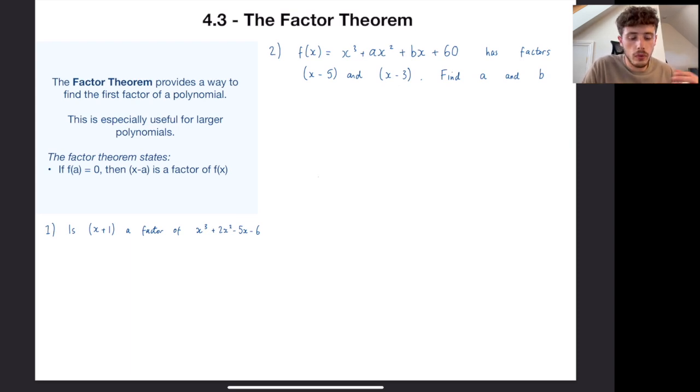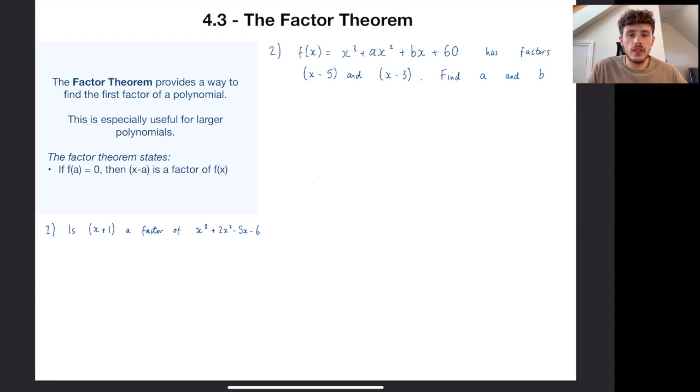So if you do have a cubic or a quartic and you're not given the first factor, you can try and find it using this method. The factor theorem typically states, if we're looking at it as a mathematical statement, if f of a equals 0, then x minus a is a factor of f of x.